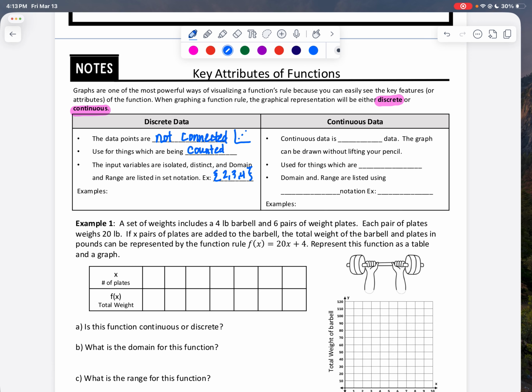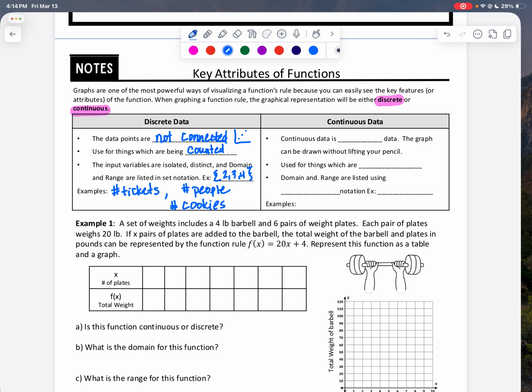Okay, so an example of discrete data might be if you had a problem that talked about the number of tickets sold to a movie or the number of people in the 7th grade. I don't know, number of cookies that a recipe might make. So just things that are being counted will always be discrete, non-connected data.